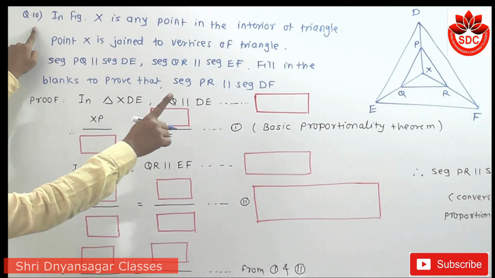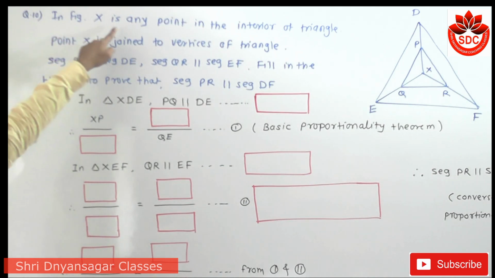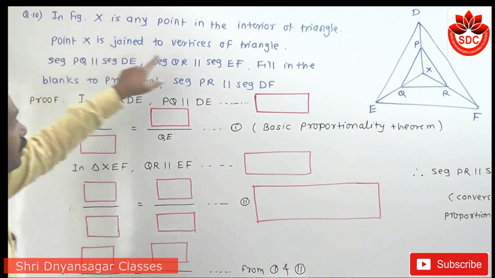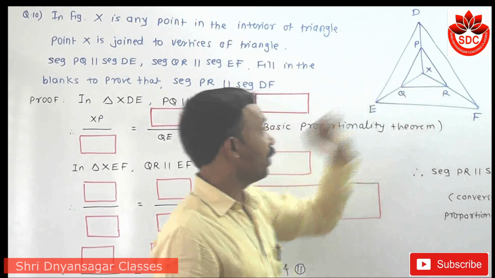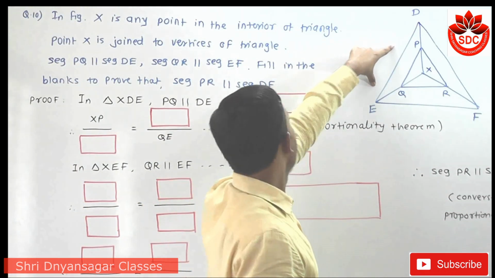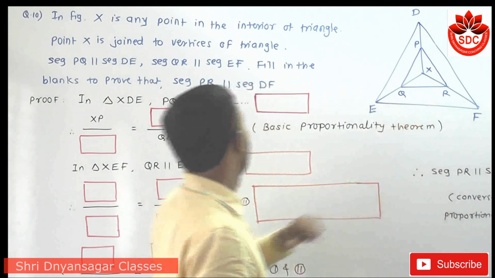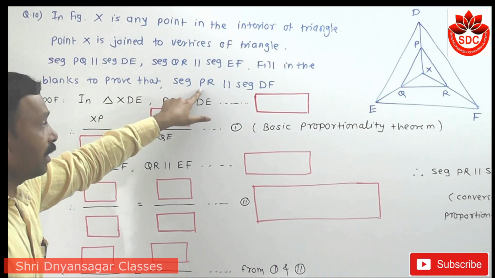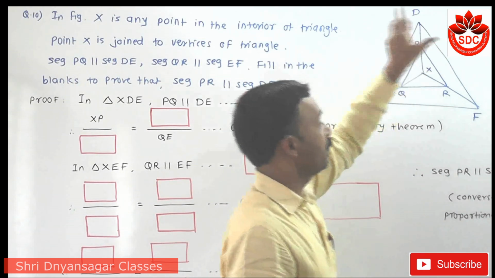Look at the figure. The vertex of triangle is DEF and PQR. In this figure, x is any point in the interior of the triangle. Point x is joining to the vertices of the triangle. Means that triangle DEF and triangle PQR. Here, PQ is also parallel with DE. Next point is segment QR is also parallel with segment EF. This is given. Then fill in the blanks to prove that segment PR is parallel with segment DF. Means we have to show here PR is parallel with DF.